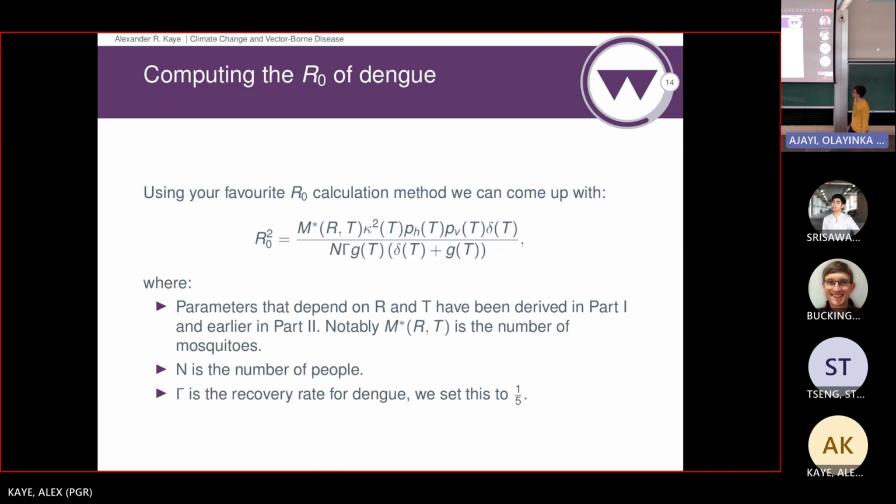And so the only rainfall dependent parameter that I've got in the R0 is M star, which is the equilibrium value of the mosquitoes. And then the rest are assumed to just be temperature dependent. Then N is the number of people. And I think at this point I was sick of uncertainty, and so I just set gamma, the recovery rate, equal to 1/5.